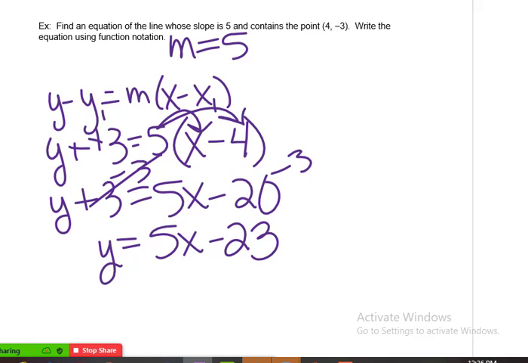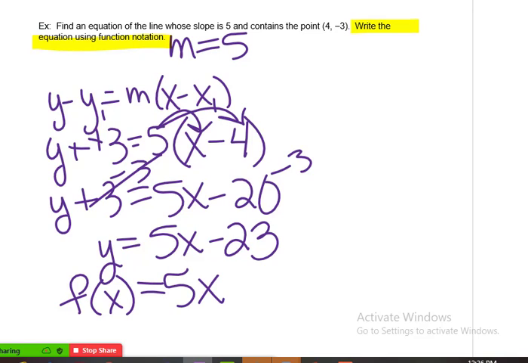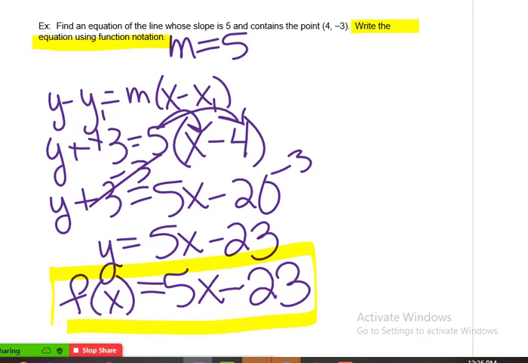Now what it says though, write the equation using function notation. So for function notation, what I will do is replace y with f of x. So instead of the y, I'm going to write f of x is equal to 5x minus 23. And that is our final answer.